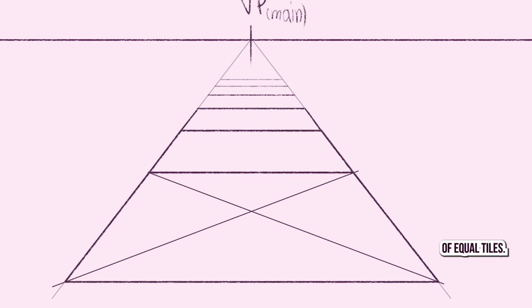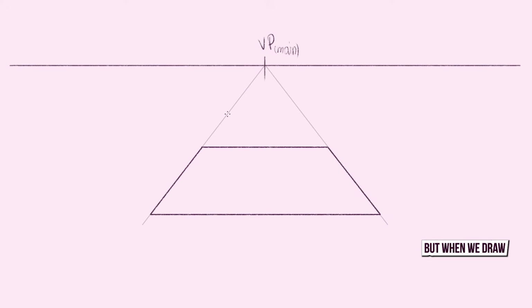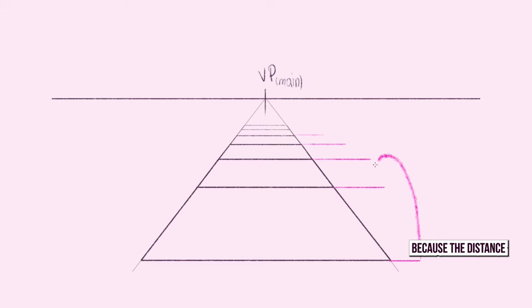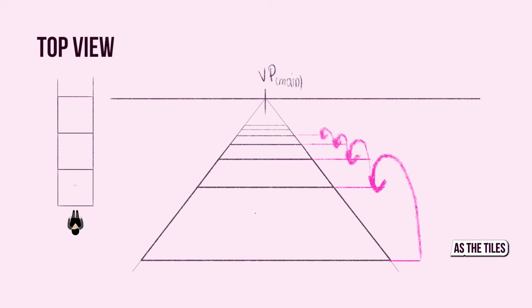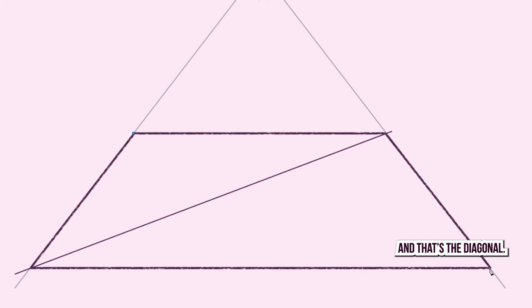Think about a row of equal tiles. We can easily eyeball it in 2D, draw good equal tiles just freehand and get away with it. But when we draw in perspective, that just does not work and can be totally wrong, because the distance visually gets shorter and shorter and shorter as the tiles get farther away from the viewer. So we need to use some simple helper, and that is the diagonal.